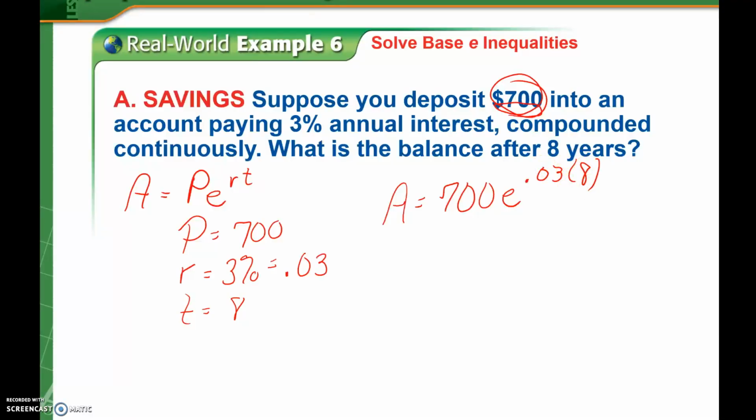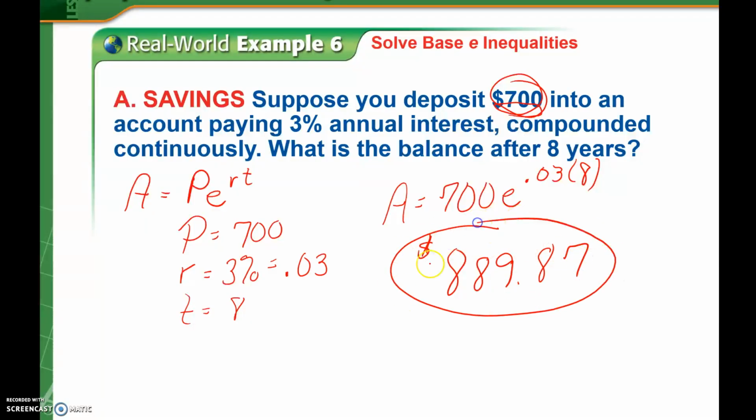And then that can show me, this would work the same as if I was taking out a loan for 700 and I wasn't going to pay it for 8 years. So 700, and you can just put all that in the calculator, and I get 889.87. So after 8 years not touching it, I make $189.87 in interest.